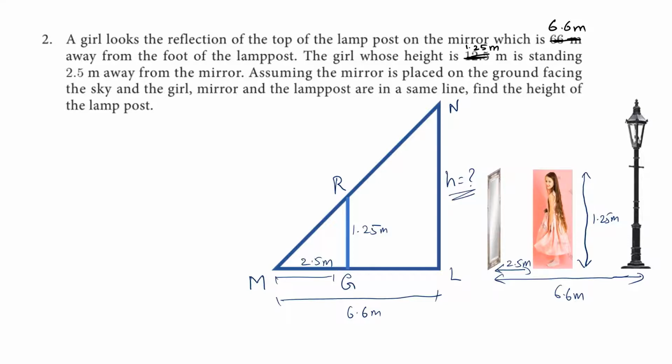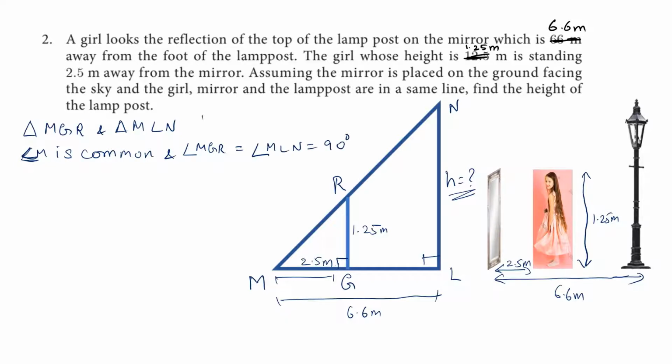So we can see there are two triangles here, triangle MGR and triangle MLN. You can see that angle M is common and angle MGR is equal to angle MLN. They are 90 degrees. Therefore, triangle MGR is similar to triangle MLN, using AA property. Since they are similar, the ratio of the sides are proportionate.